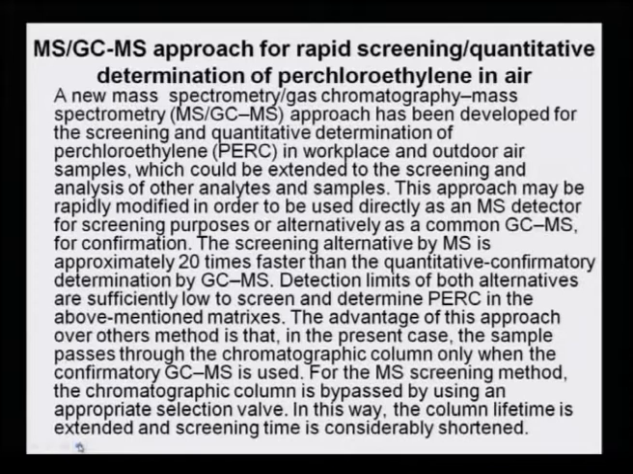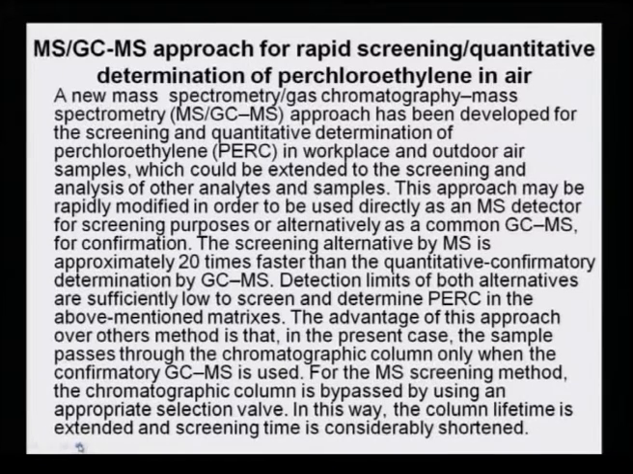For the MS screening method, the chromatographic column is bypassed by using an appropriate selection valve. In this way, the column lifetime is extended and screening time is considerably shortened.